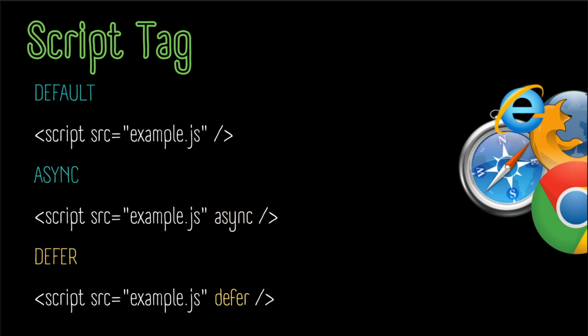If defer is present, the browser initiates fetching the script immediately, continues parsing, and executes the file after parsing is complete, but before firing the event DOM content loaded. Defer scripts are executed in the order that they're initiated. There are other attributes that can be set, but these are the most commonly used from my experience. Those are the basics. Let's try a quick example.